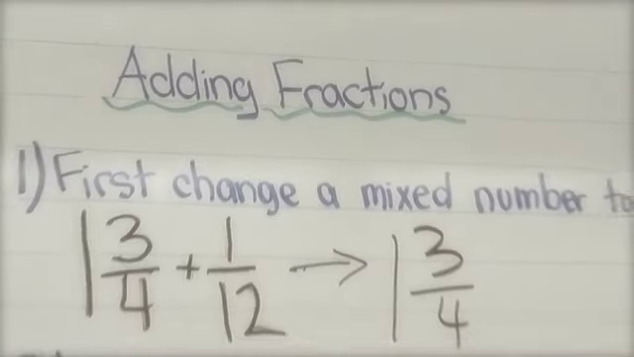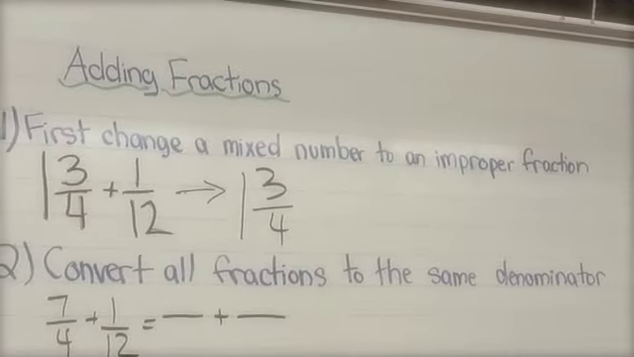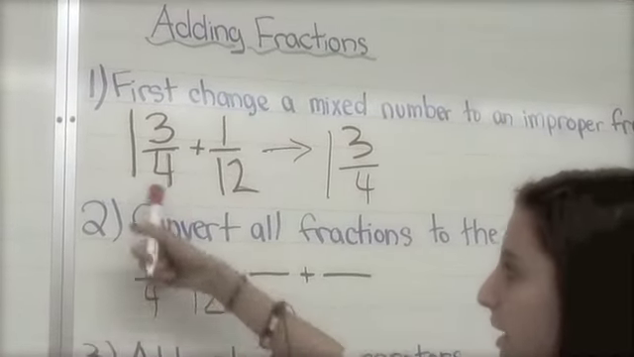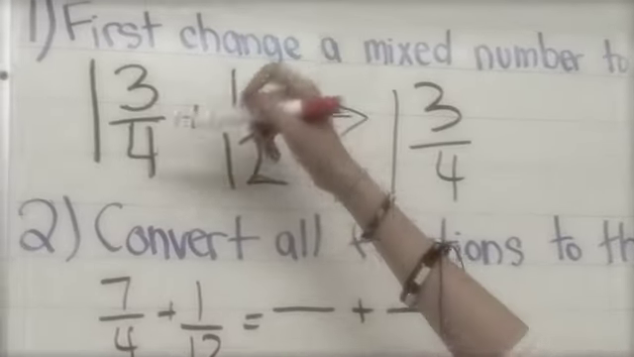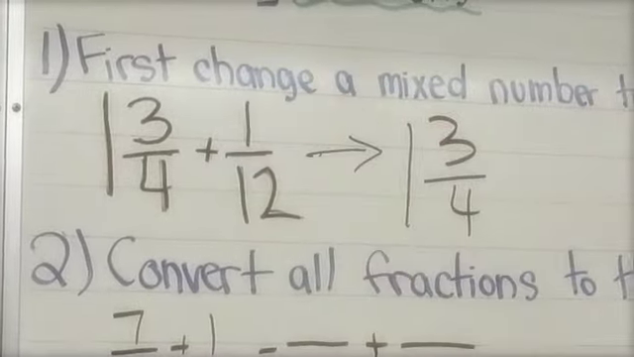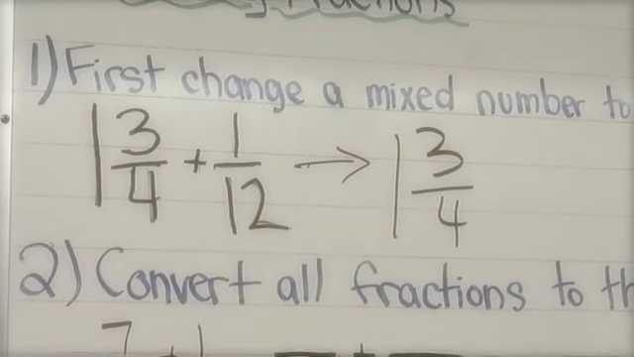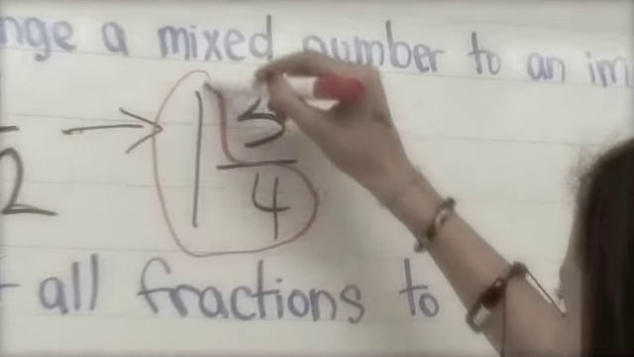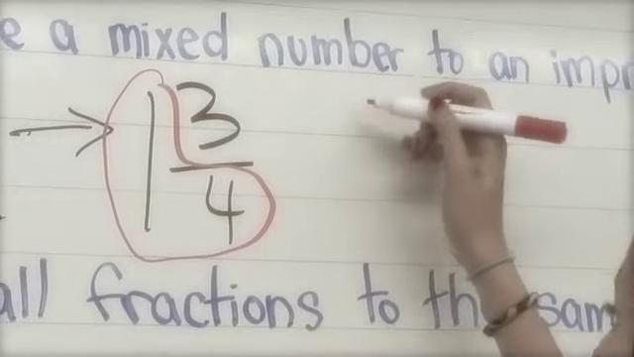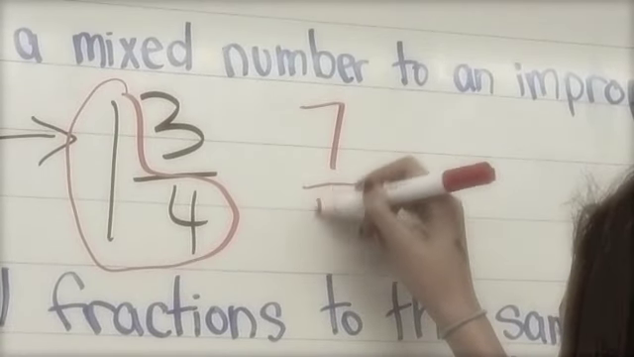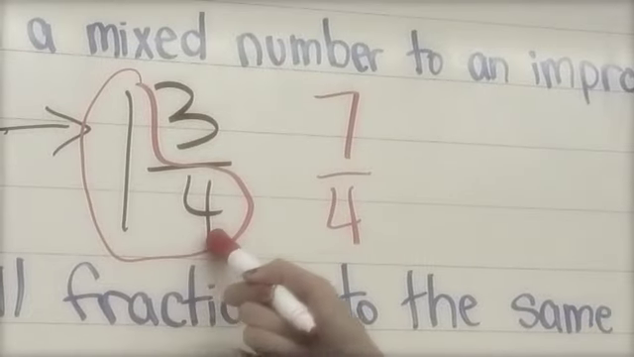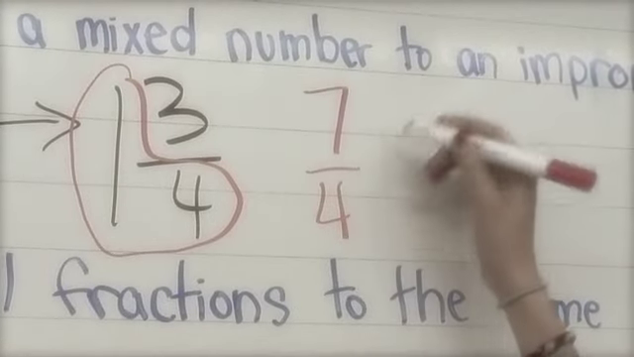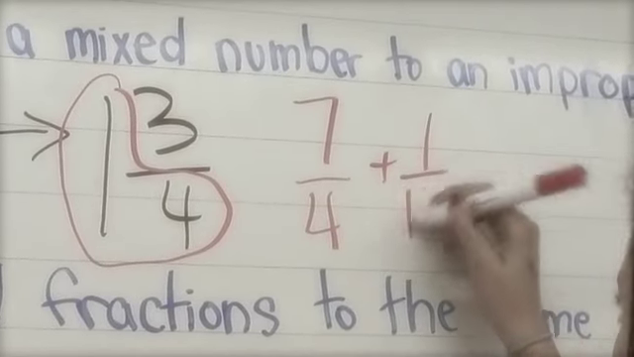Adding fractions. The first step is to change a mixed number to an improper fraction if you have one in your equation. For our example, we have 1 and 3 over 4 plus 1 over 12. So the first thing we have to do is multiply the 1 by the 4 and add the 3, which gives us 7 over 4. The 4 is from the denominator, which changes our equation to 7 over 4 plus 1 over 12.